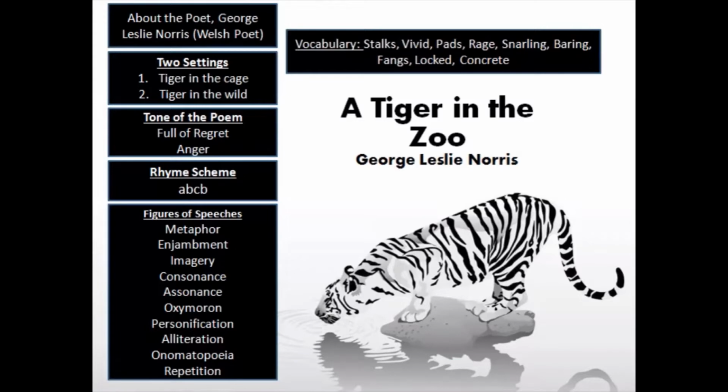So it's a very beautiful imagery. He uses the words stalks, vivid, rage, pads, snarling, bearing. All these are the words which we come across in this poem. I myself love a tiger outside the cage, so I have put up this picture.